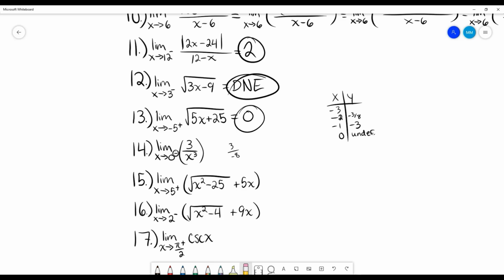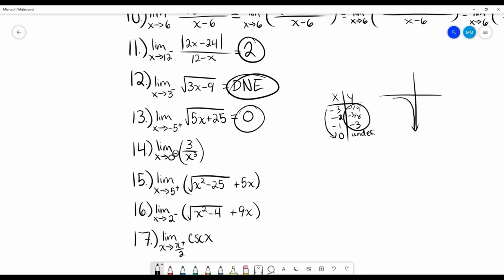And then if I plug in my negative 3, I believe that'll be negative 3 over 27, or negative 1/9, I think that is. And what we see here is that we start off really, really small, and as we get closer and closer to our x value of 0, so as we're approaching 0 from the left, our answers get smaller and smaller. If I'm looking at my function, as I get closer and closer to 0 from the left, I'm going further and further negative.